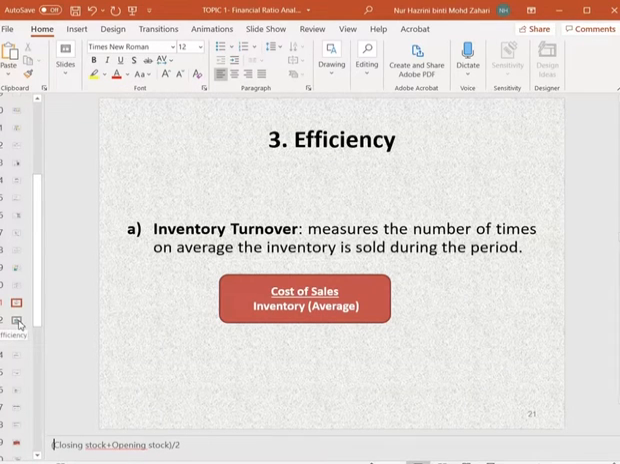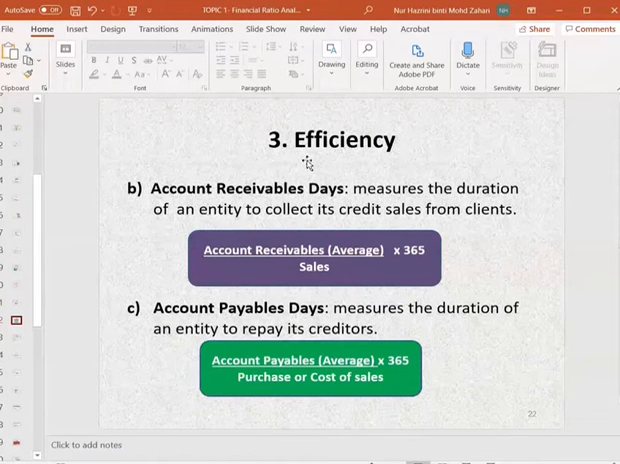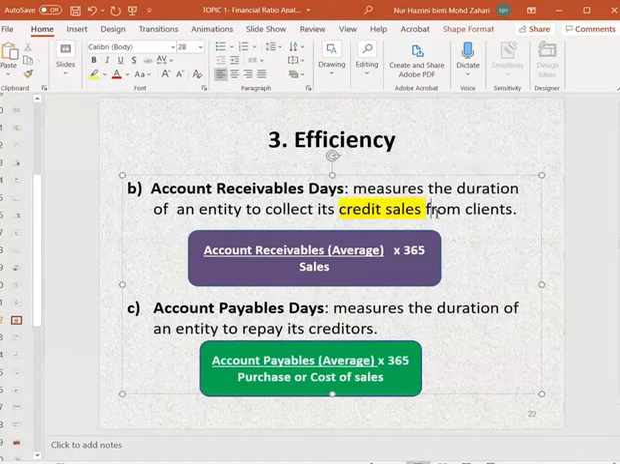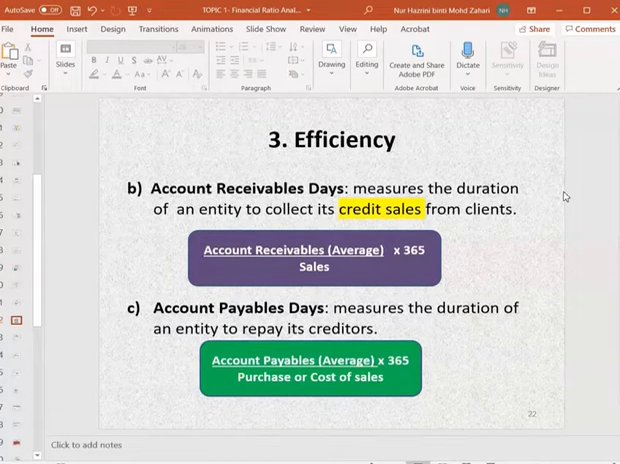Okay, but if you have both information available, please use closing plus opening divided by 2. Okay, and also under efficiency ratio, we have account receivable days. So this one is to measure the duration of an entity to collect its credit sales from client. Credit sales means we are talking about account receivable. When you sold the goods on credit, that's why you have account receivable.